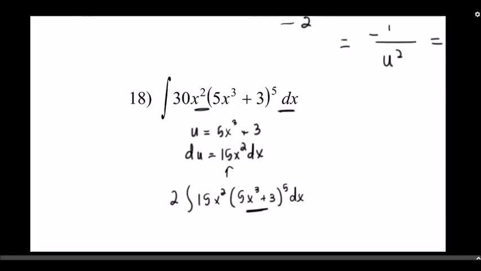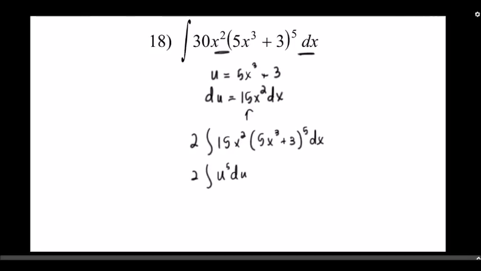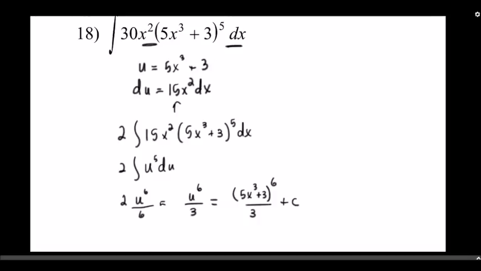So now we've got u to the 5th, and then that's du, 15x squared dx. So we can write this as 2 times the antiderivative of u to the 5th du. The antiderivative of u to the fifth is u to the 6 over 6, and then the 2 over 6 there is 1/3, so we've got u to the 6 over 3. So we've got 5x cubed plus 3 to the 6th power over 3 plus c.